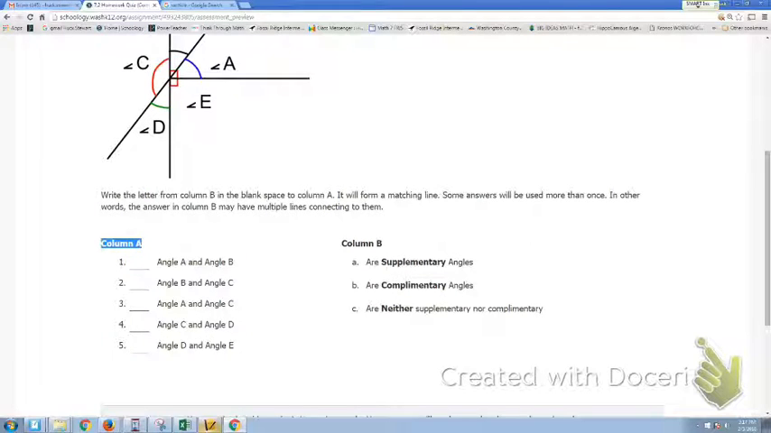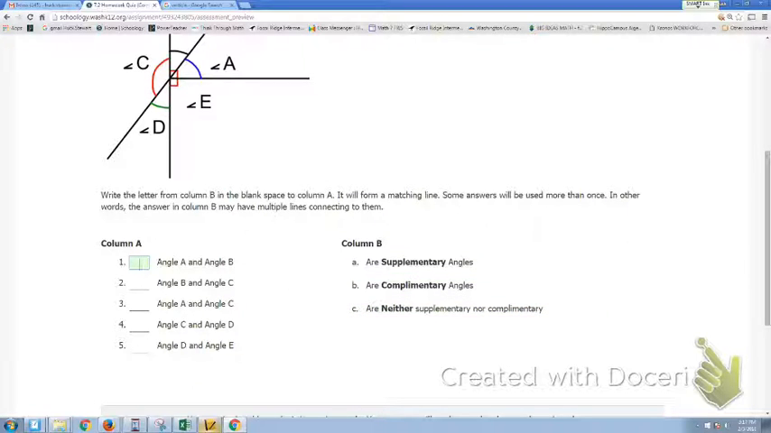So like angle A and B might be supplementary or might line up for A, but then this one also might go to A as well. So in other words, column B will have multiple lines running to some of them, perhaps not all of them. So if it's been used once, don't panic too much. But just remember that's how it works. You have to either type A, B, or C in them.